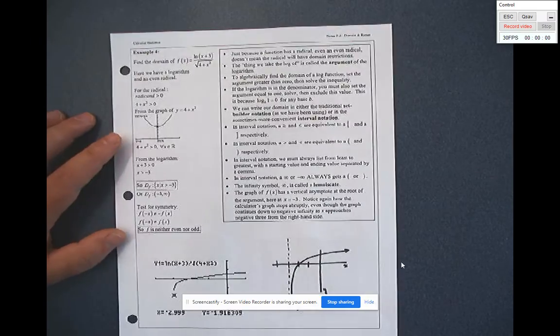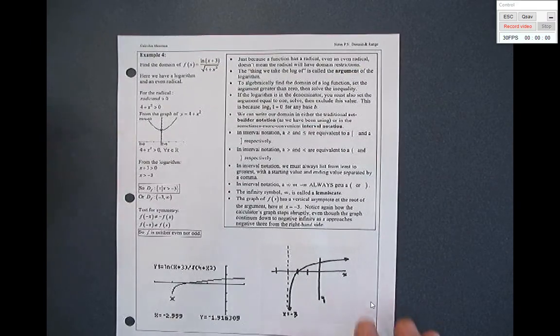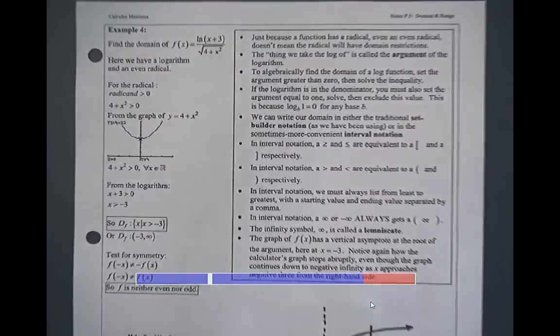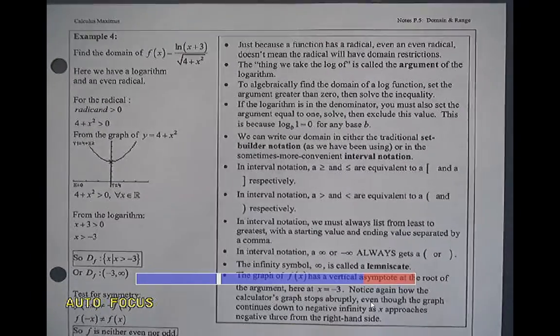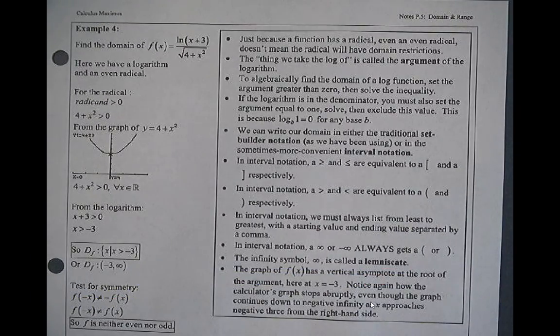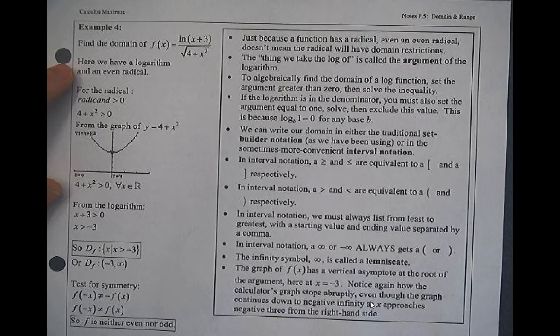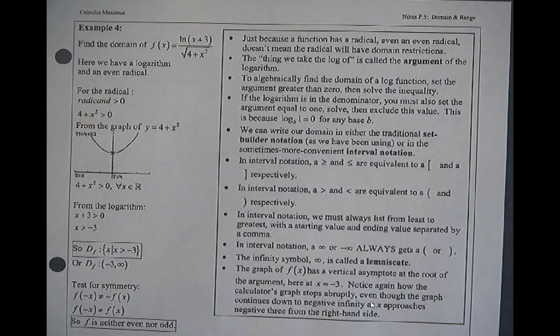Hey folks, let's pick up where we left off here. We were looking at domain and range and symmetry. In this case, it looks like they're only asking for domain initially. So domain is always found the same way. What 3 words?